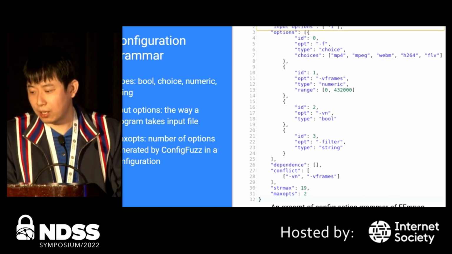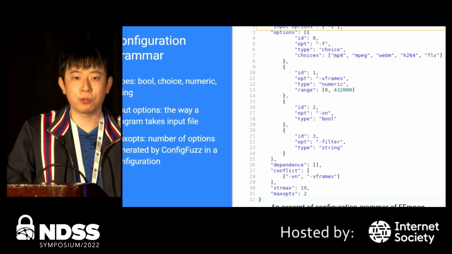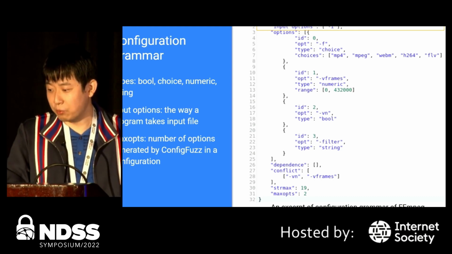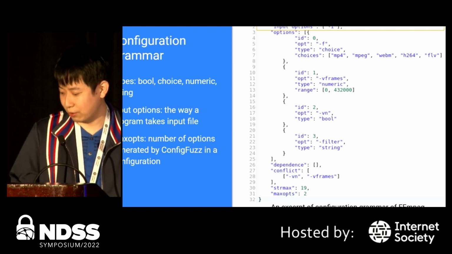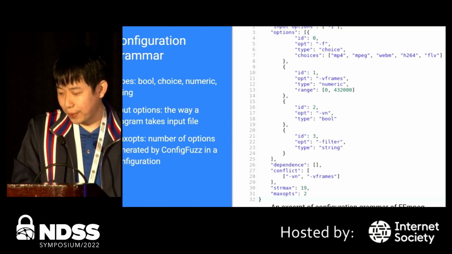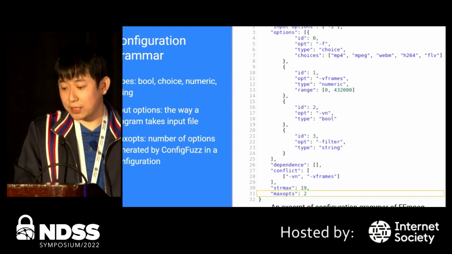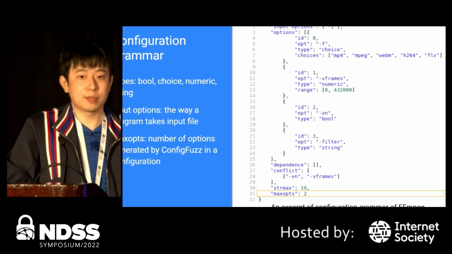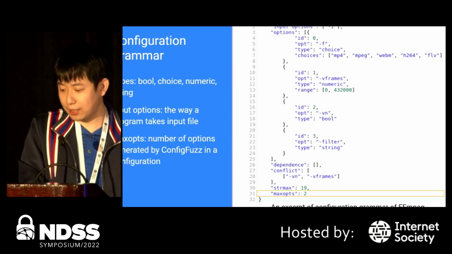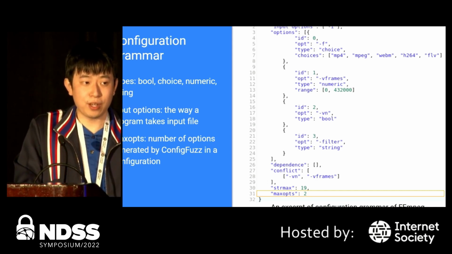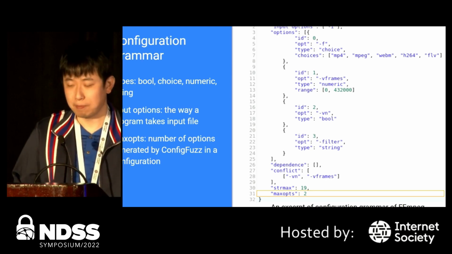In the grammar file, we also specify how the program takes the input file. In FFmpeg, we use a flag -i to take it. And there's a field in the grammar called maxOps, which specifies the max number of options in ConfigFuzz when we are constructing configurations.